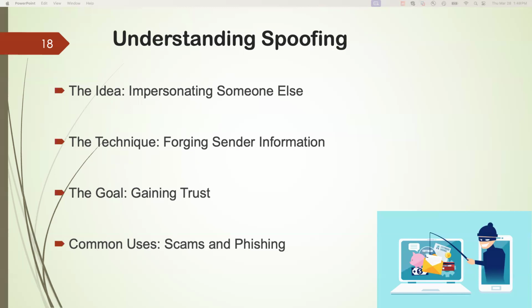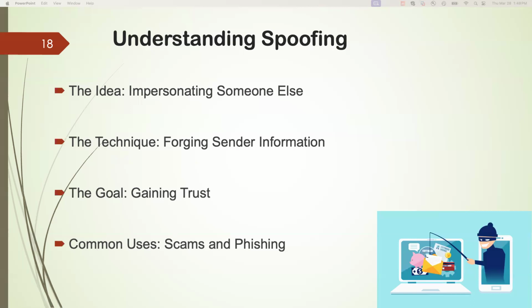So for example, you can send an email to one of your other classmates, and you can pretend that this email is coming from me or coming from the instructor. So this is the idea, that you impersonate somebody else on the emails. The technique is forging sending information. I will show you guys how it is done using the Telnet and SMTP protocol.